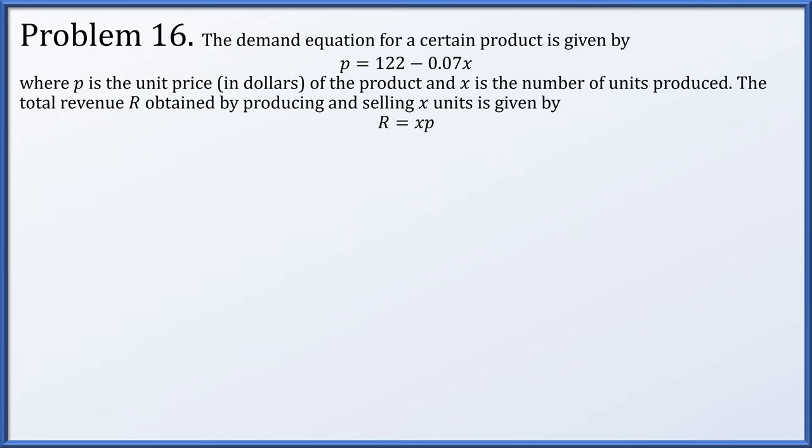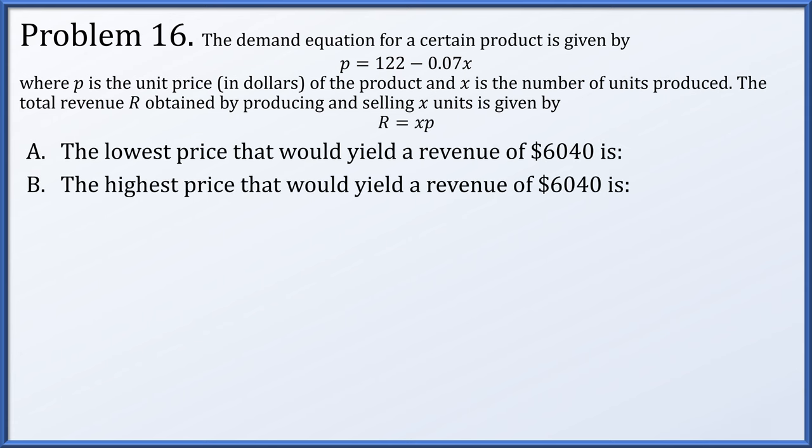Now in problem 16, we have a demand equation. The price P in dollars that we can charge for an item is 122 minus 0.07x, where x is the number of units we produce, and our revenue R is simply given by the number of units x times the price P that we charge for them. We're asked, what are the lowest and highest price that will yield a revenue of $6,040?